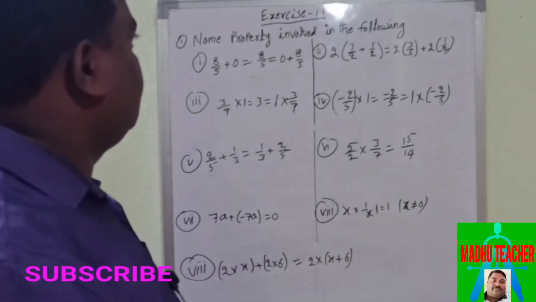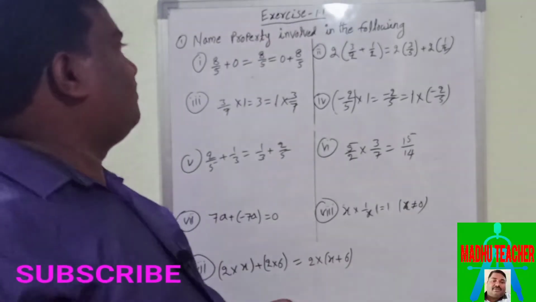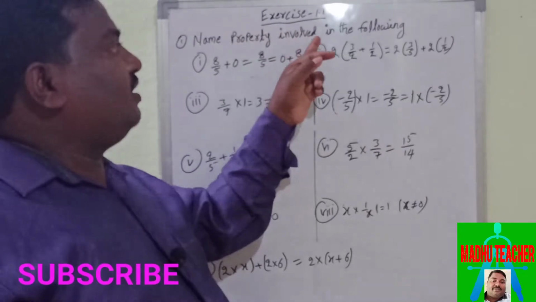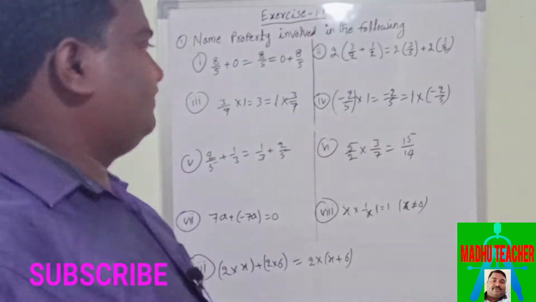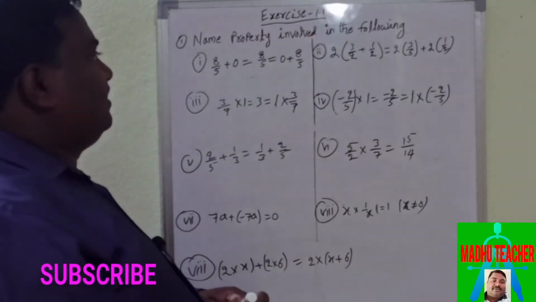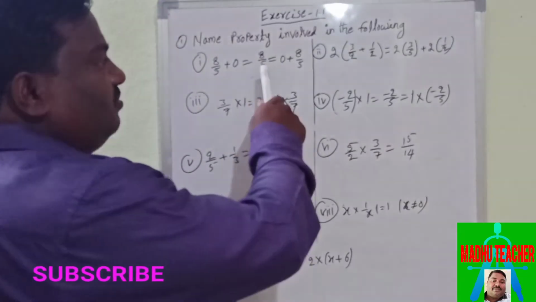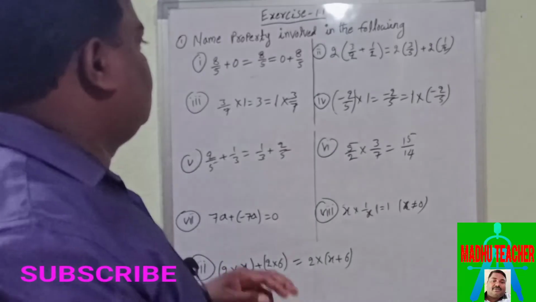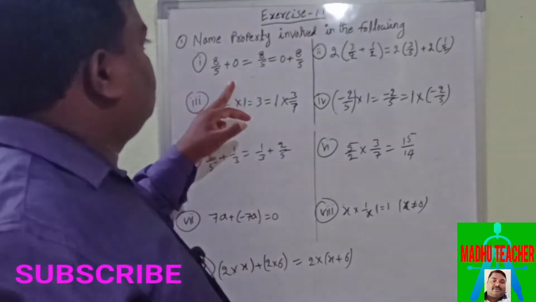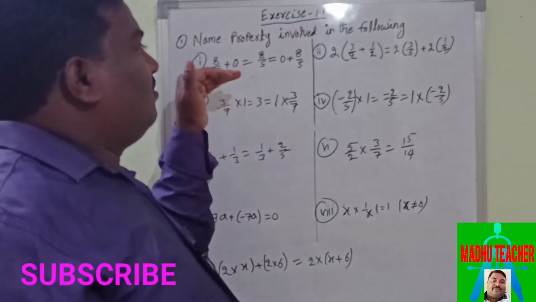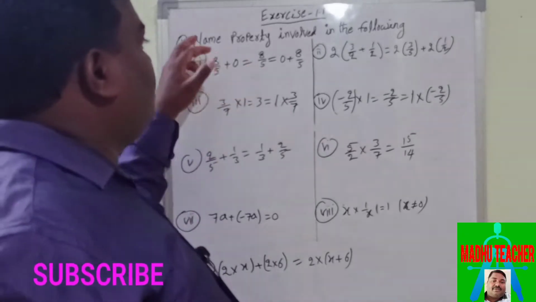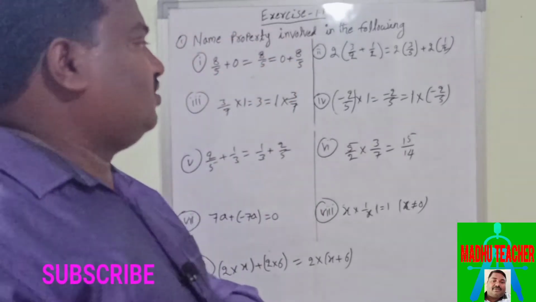So these are exercise problems. Exercise 1.1. Name the property involved in the following. So first one is 8/5 + 0 = 8/5 = 0 + 8/5. So what you have to do, just write the property involved in this given example.